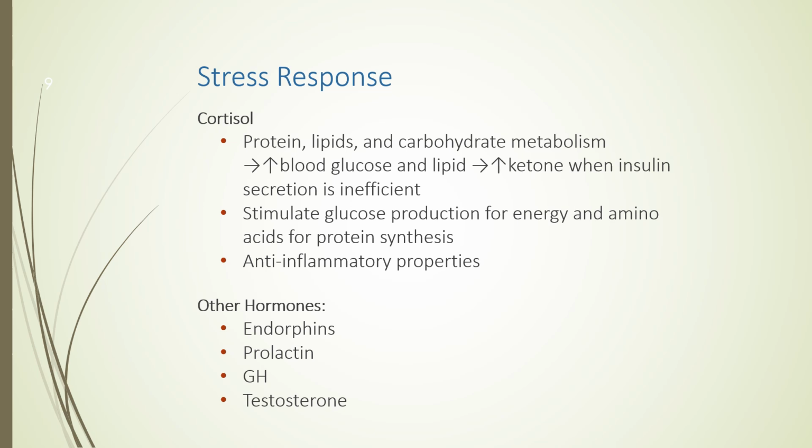Other hormones include endorphins, which are natural pain-relieving hormones produced by the body in the central nervous system that help to modulate pain perception by raising the pain threshold and inducing sedation and euphoria.